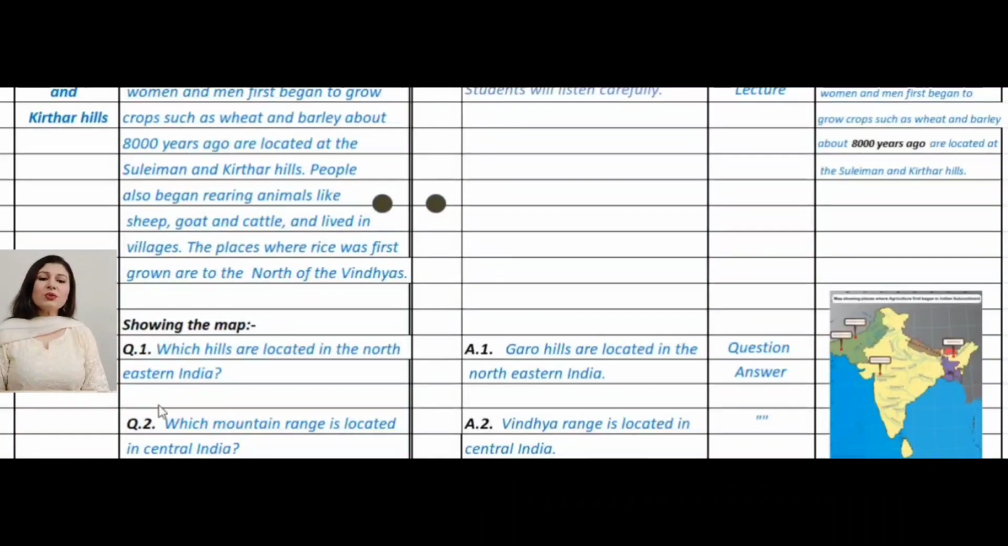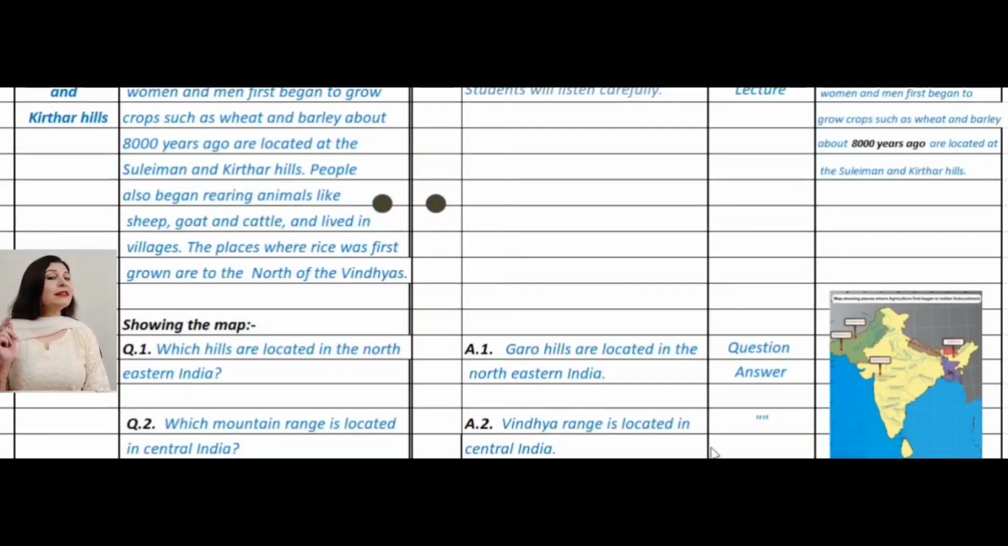Then our second question will be, look at the map and tell which mountain range is located in central India. The students will look at the map and they'll say the Vindhya range is located in central India. Note that the students will not be able to answer this question by themselves. We have to write it in advance on the map and point out towards that name so that they get the idea that this is the Vindhya range and it is located in central India.